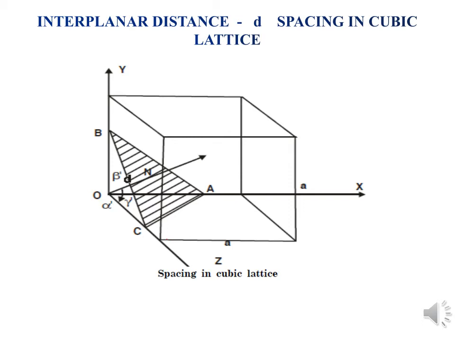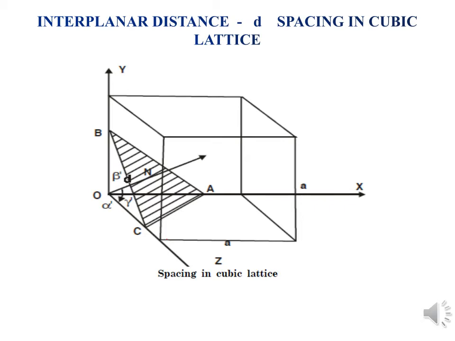Next, we discuss the topic of interplanar distance, d-spacing, in a cubic lattice. Define interplanar distance: the distance between any two successive adjacent lattice planes is called the interplanar distance. What do you mean by lattice? An array of points in space. Lattice planes: to draw through all these lattice points, horizontal or vertical planes. The gap or distance in between two planes is called the interplanar distance.